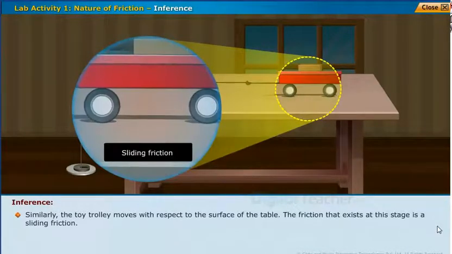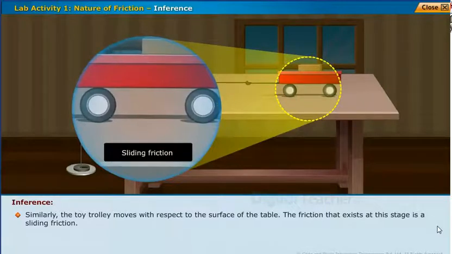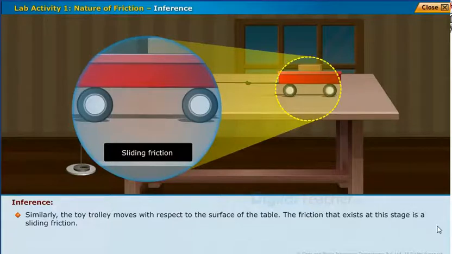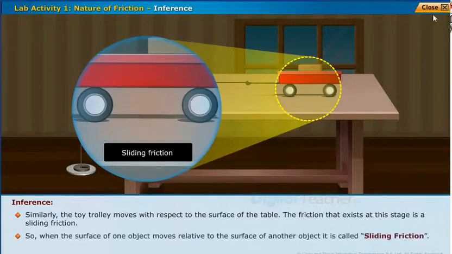Similarly, the toy trolley moves with respect to the surface of the table. The friction that exists at this stage is a sliding friction. So, when the surface of one object moves relative to the surface of another object, it is called sliding friction.